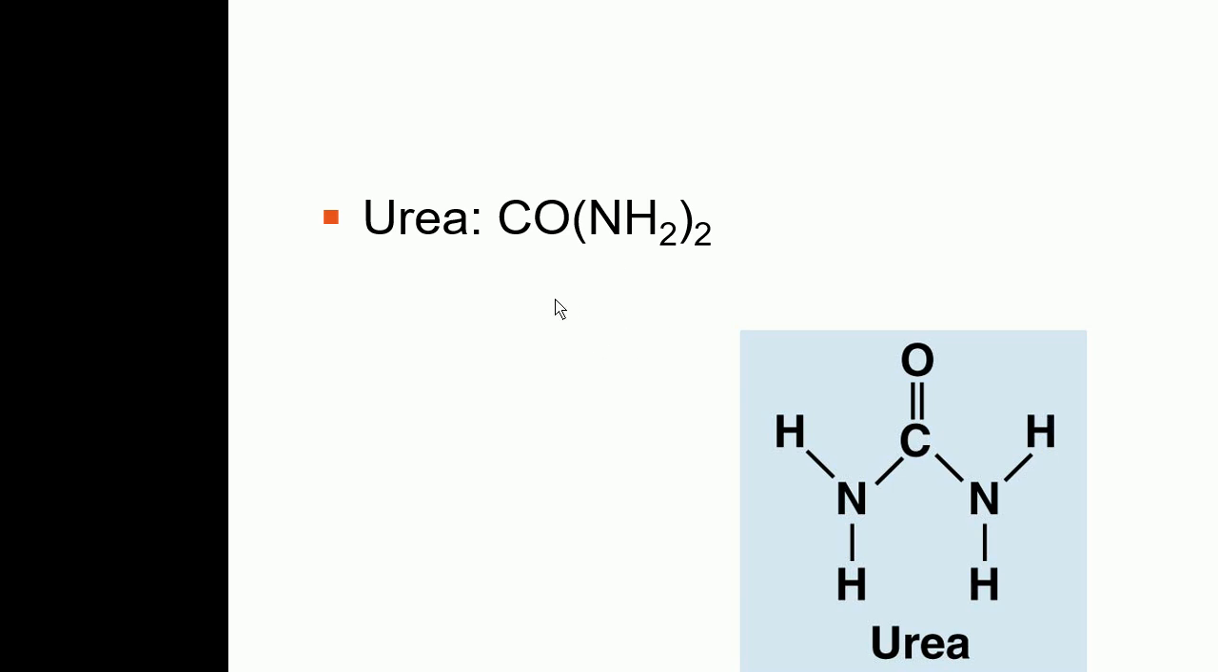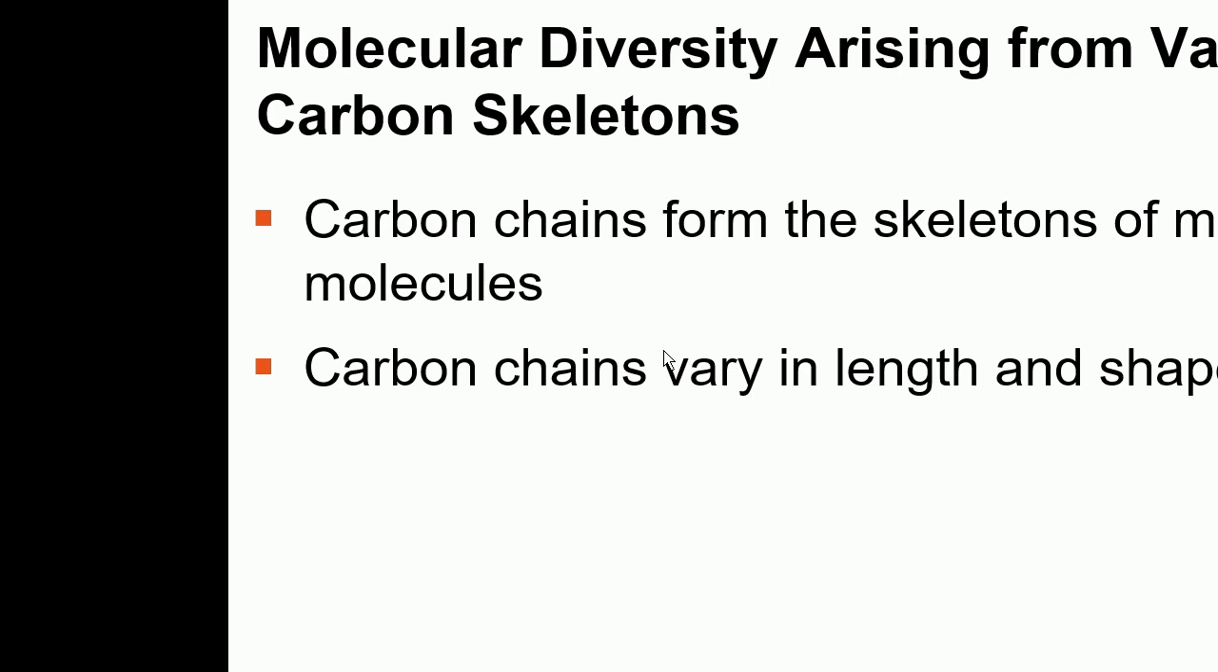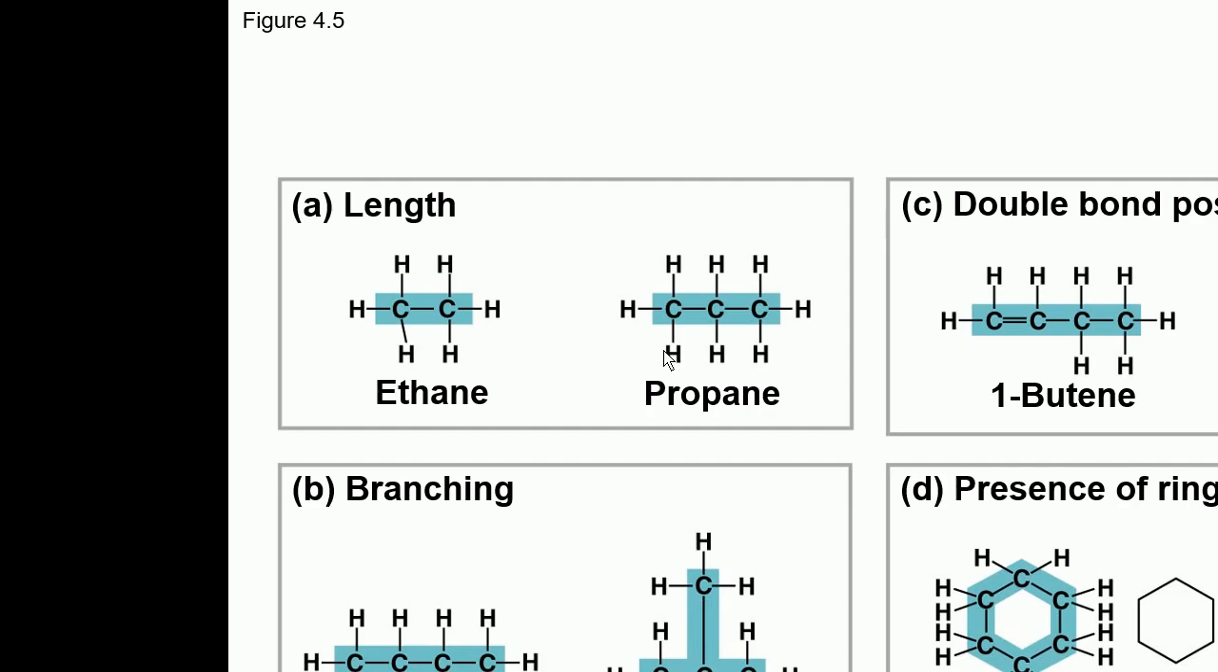And this nitrogen's valency is 3. So this nitrogen is forming 1 bond with carbon, and it's forming 2 bonds with 2 hydrogens. Same thing here. So this is urea. So carbon compounds are very versatile. Carbon compounds can be like a straight chain, they can have some double bonds in between, or they can have some branches, or even form some ring structures.